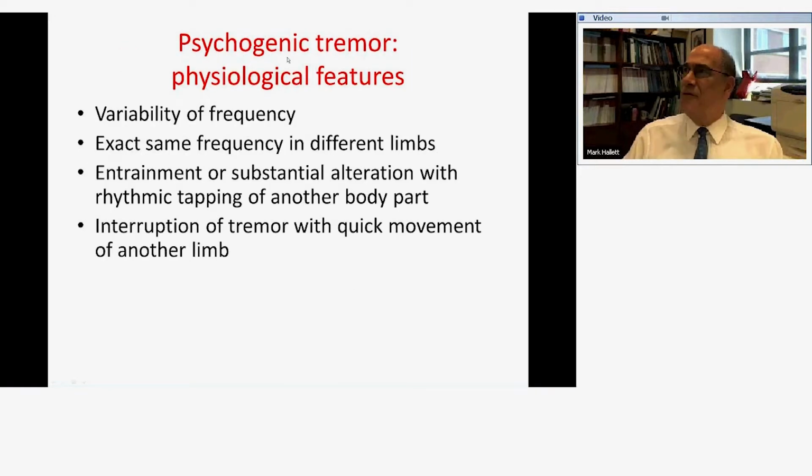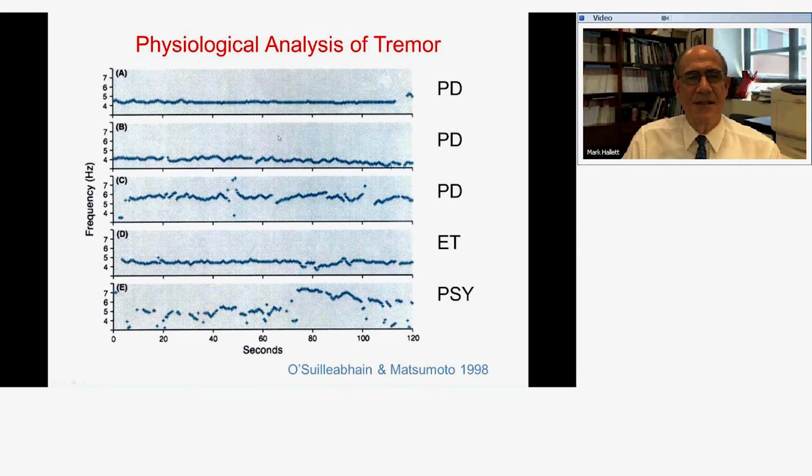Let me just say a few words about psychogenic tremor, because it does come up from time to time, and there are physiological features that one can see. Let me just show you some of those in the next slides. One of the aspects of psychogenic tremor is a highly variable frequency over time. These are frequency plots over time, and you can see that it's highly variable here compared to Parkinson's and essential tremor.